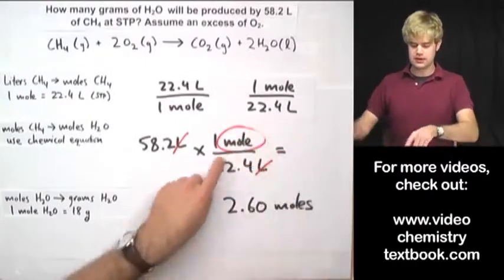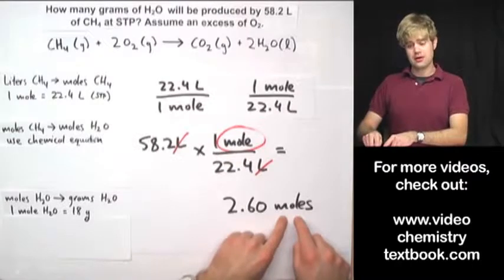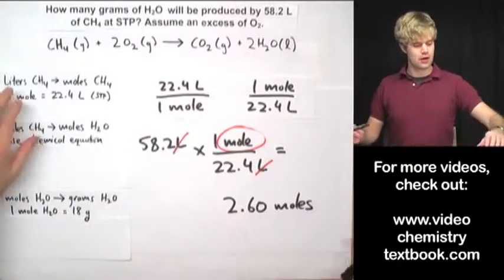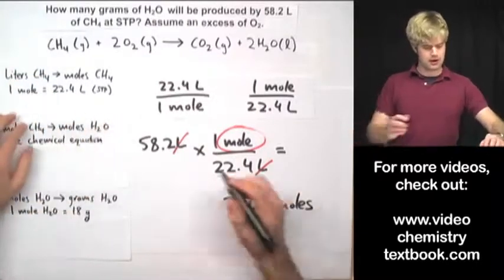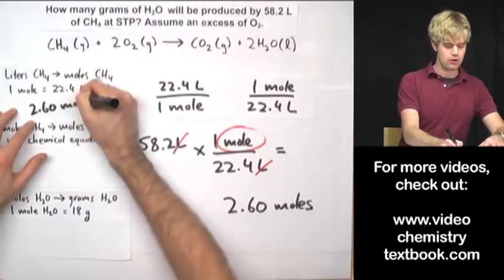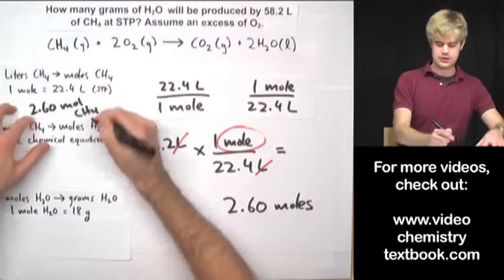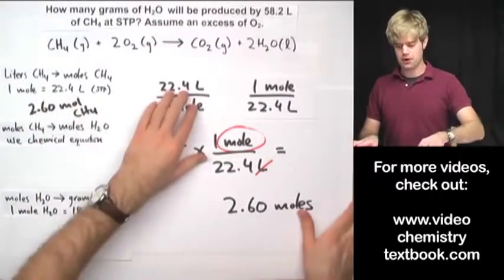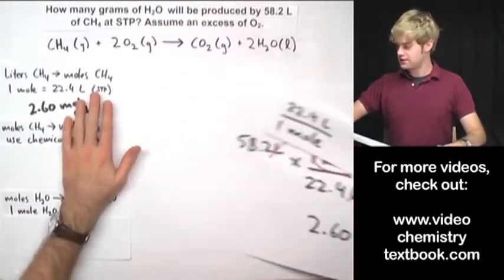Since mole is the unit that I'm left with, that's my final answer here. I rounded this to 3 significant figures. So, when I do this part, I find that I have 2.60 moles of CH4. Great. So we've cracked the first part of the question. Let's now go on to the second part.